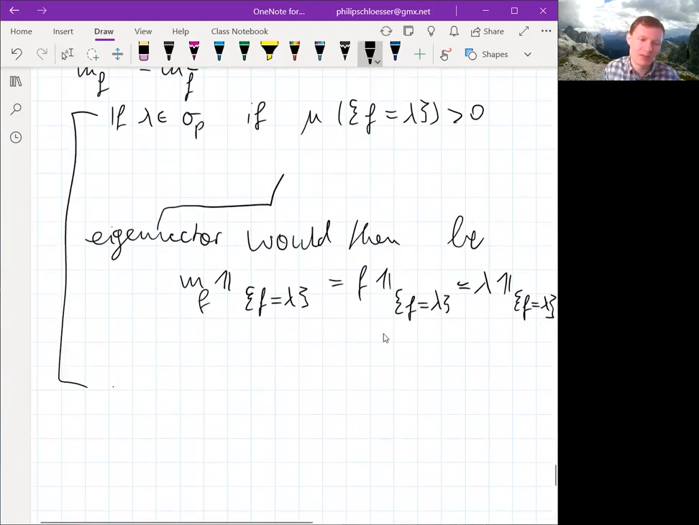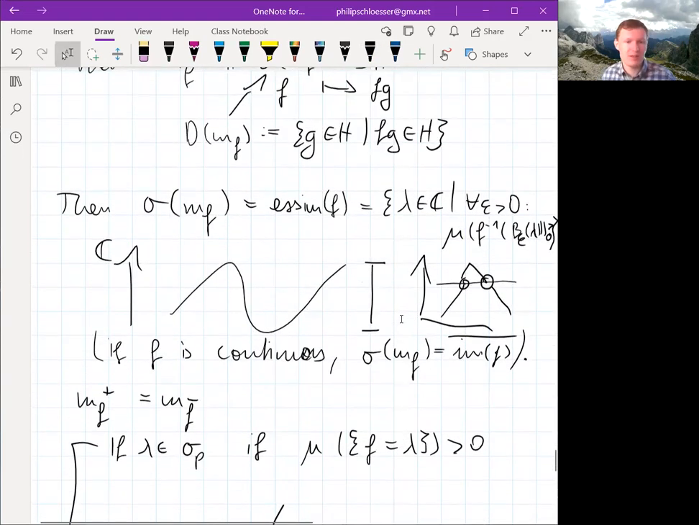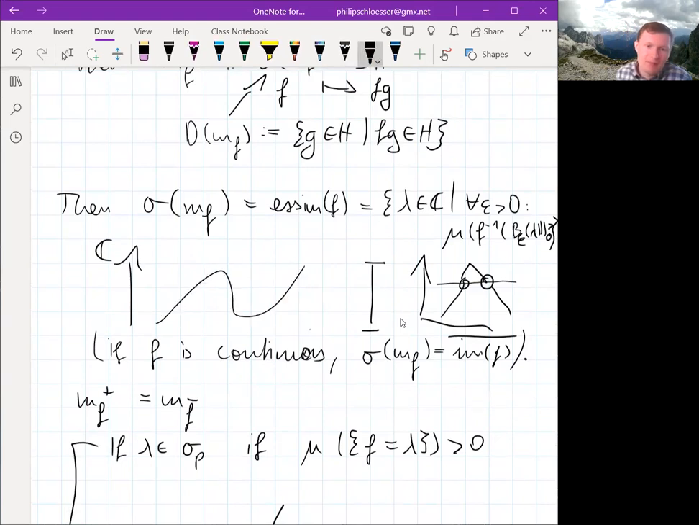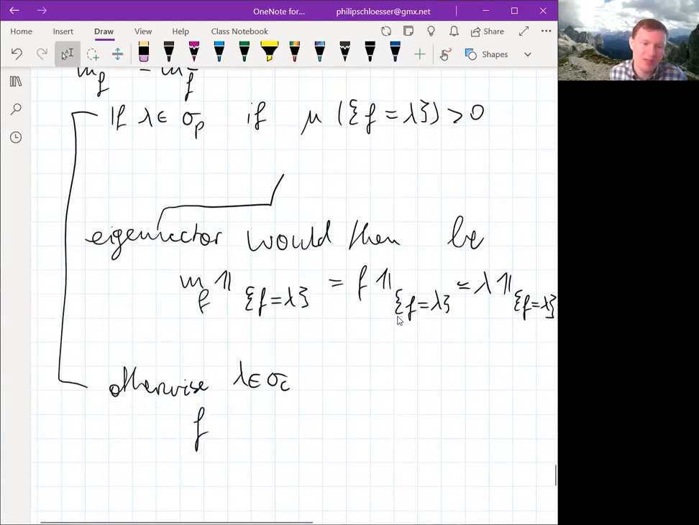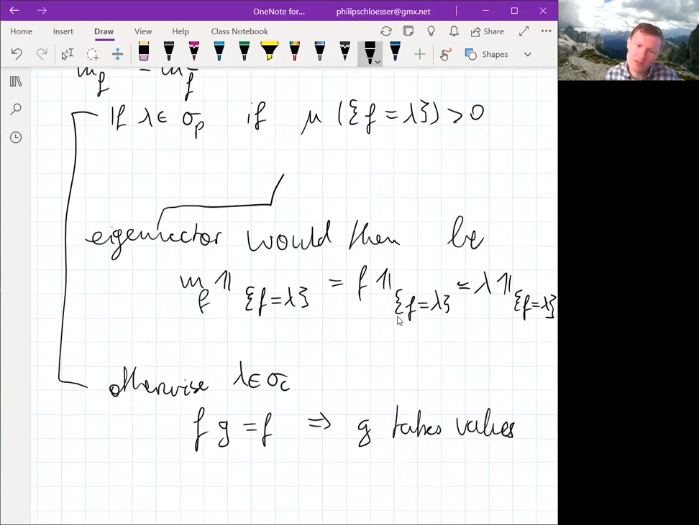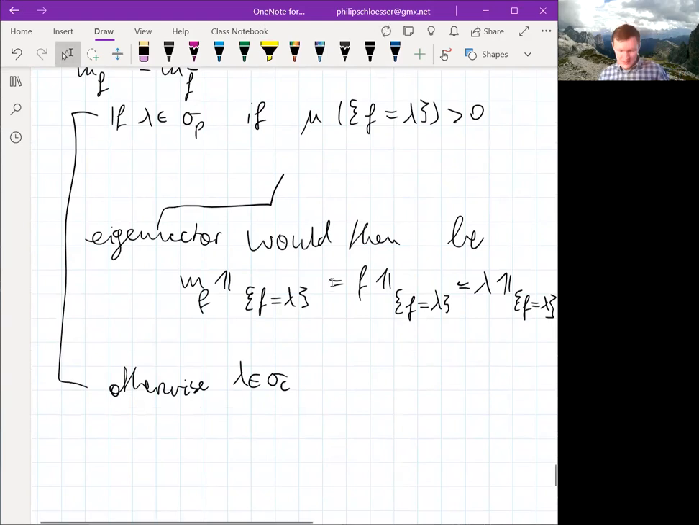Yeah, and otherwise, lambdas in the continuous spectrum. And here we exactly see why. Well, we want to take a function that is 1 for a very short time. Okay, if we have f times g equal to f, this means that g takes values 0, 1, right? Sorry, this should be equal to g. Yeah, I'm not sure. Let's not tell from this.